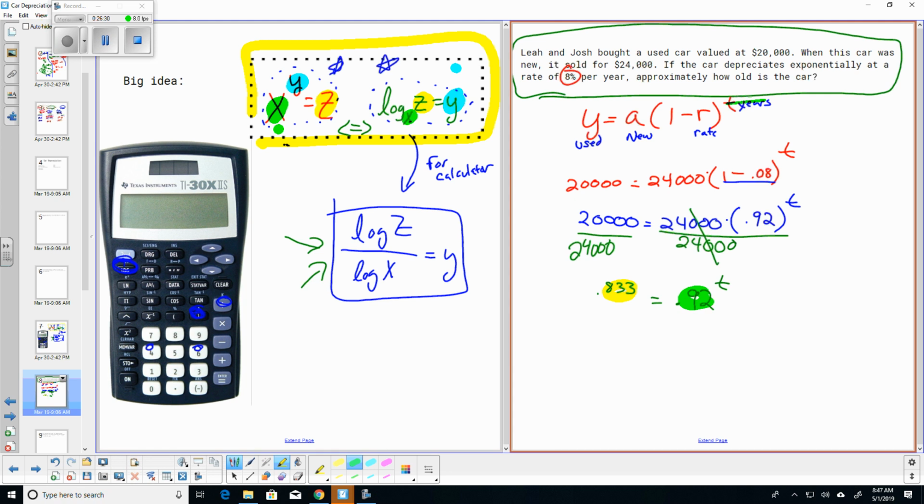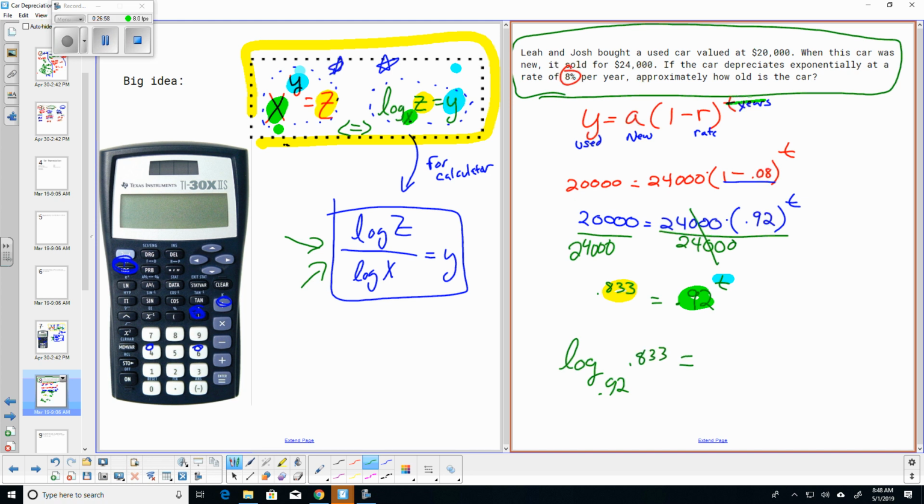Now I'm going to convert back to the log. It says green goes low, so green goes low, which is 0.92. Then yellow goes on the same line, so that's 0.833. And the blue goes on the other side, which is T. Perfect. It's actually done, believe it or not. All we have to do is turn this into the calculator.